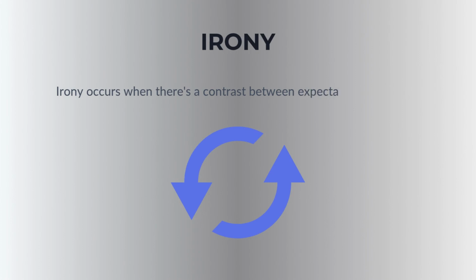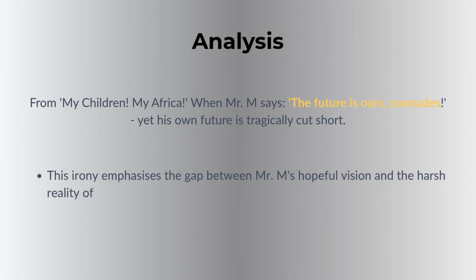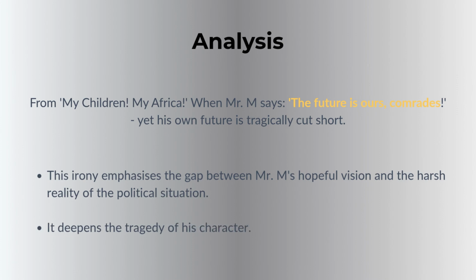Irony occurs when there is a contrast between expectation and reality. From "My Children, My Africa," when Mr. M says, "The future is ours, comrades," yet his own future is tragically cut short. This irony emphasizes the gap between Mr. M's hopeful vision and the harsh reality of the political situation, deepening the tragedy of his character.